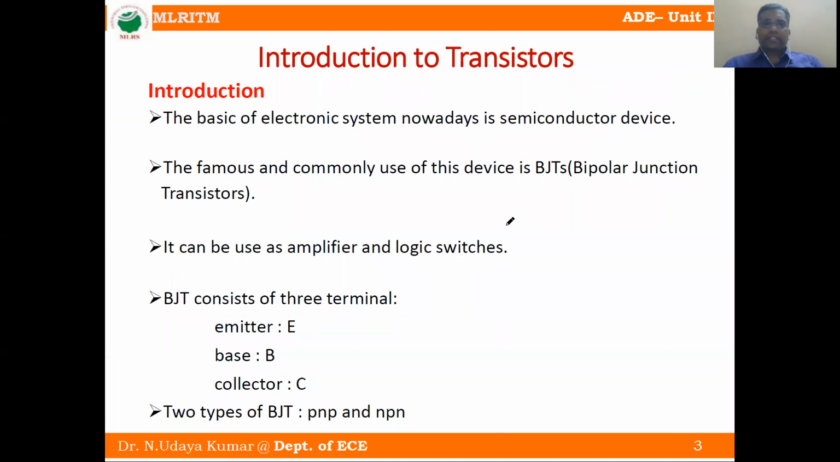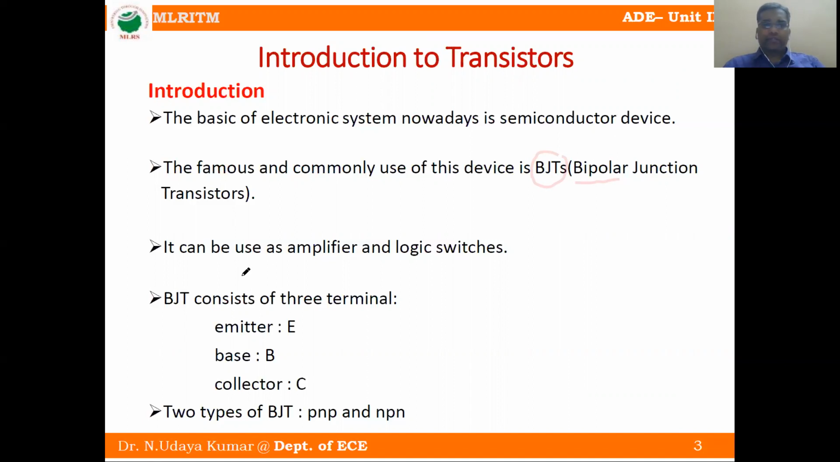So the basic electronic system nowadays is a semiconductor device, whether it is a diode or BJT or FET or anything. The famous and commonly used device is the BJT. BJT means bipolar junction transistor. What do you mean by bipolar? Bi means two, polar means two polarity, either majority polarity or minority polarity.